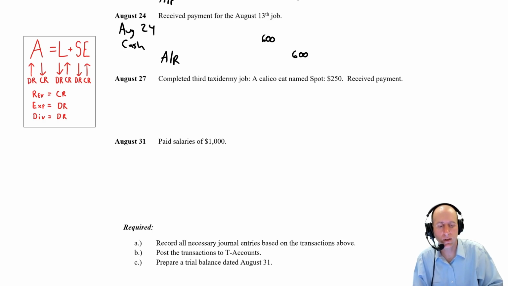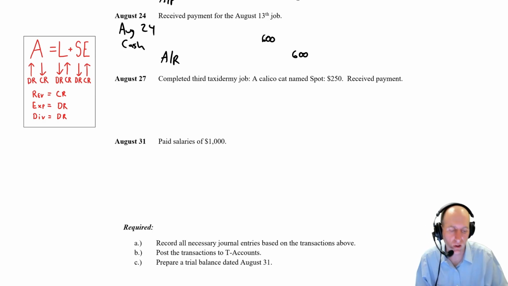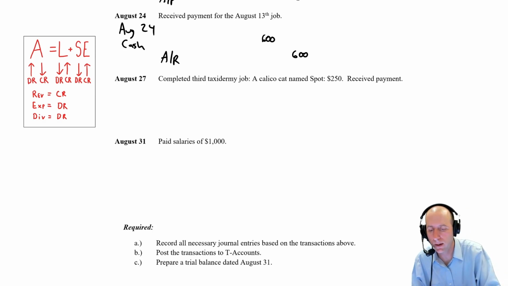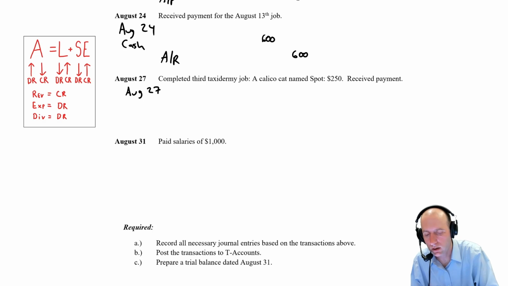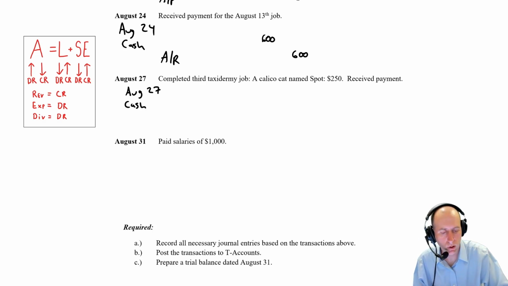Completed a third taxidermy job, a calico cat named Spot, $250 received payment. So we got paid. Anytime I get paid, I debit cash. Let's do that. Cash, $250. What's the credit here? Well, the credit is to what is it to? Taxidermy revenue?